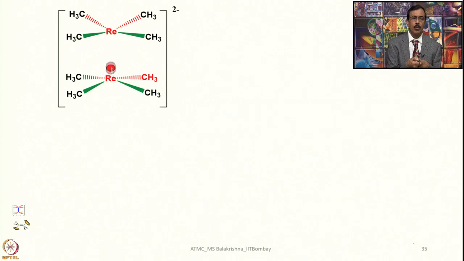Of course, in order to minimize repulsion, it lifts these 4 orbitals a little up and this one down so that it can have a quadruple bond. Okay. So now this is very similar to what I showed for molybdenum. Again, you should anticipate a triple bond between these 2 chromium atoms.